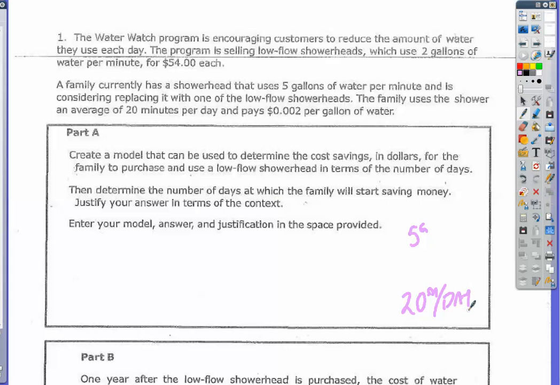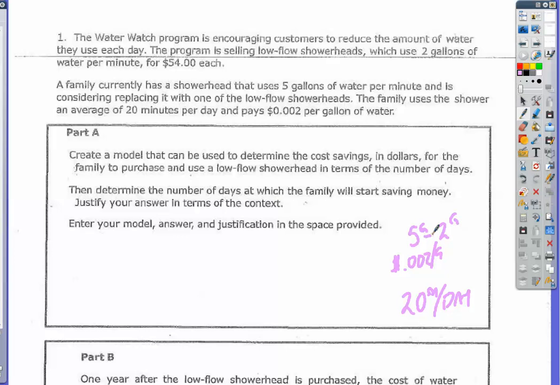All right, what other pieces of information will be important to solving this problem? On to the girls. Phoebe? Okay, so it is going to cost us $0.002, dollars per gallon. Okay. What else will we need to know? Caden? The 2 gallons of the low-flow shower head. Oh, and we have a 2-gallon low-flow shower head.